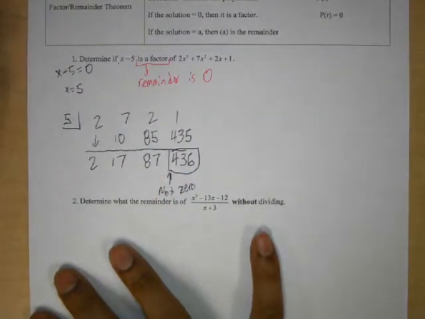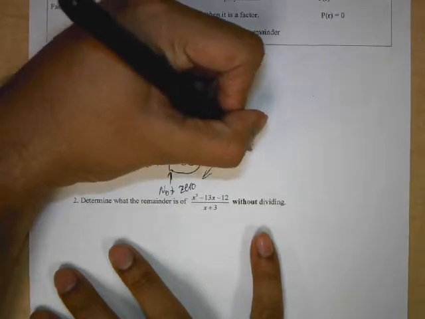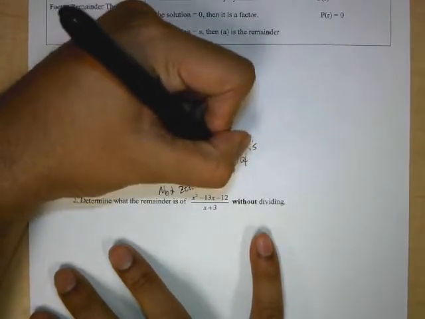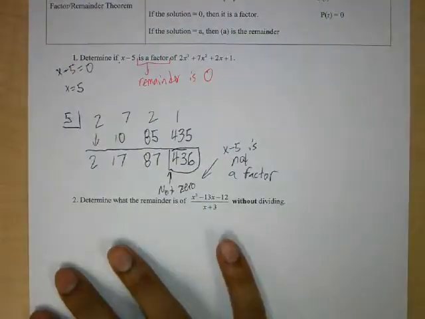And our conclusion is that x minus 5 is not a factor of this polynomial, okay?